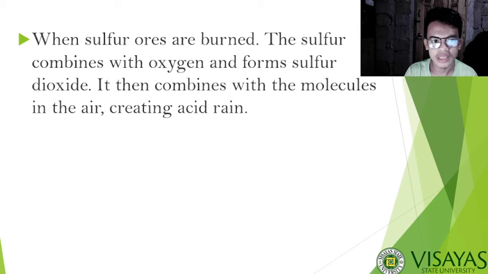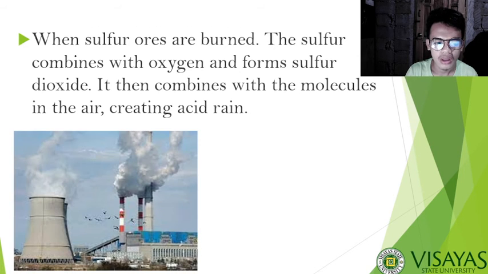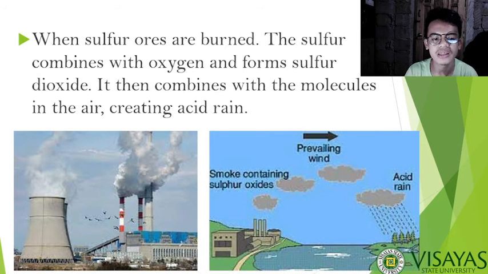For the fourth stage, when sulfur ores are burned, the sulfur combines with oxygen and forms sulfur dioxide. It then combines with molecules in the air, creating acid rain. The power plants around us release hot air and smoke containing sulfur oxide, which goes with the wind, the prevailing wind, and results in acid rain.